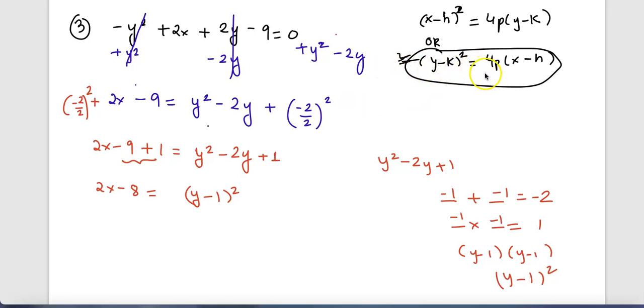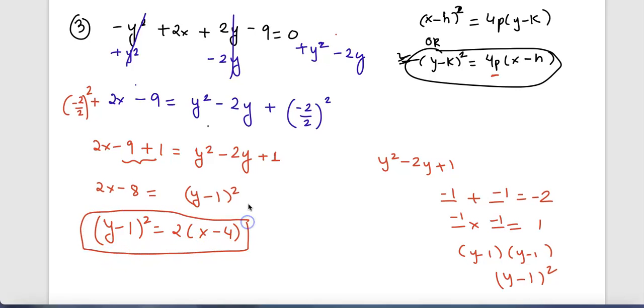Yes, it kind of does, but we can see over here we don't see 4p, so I'll rearrange it. So y minus 1 whole square, I will take 2 common over here, and that's my answer. So this is my equation of a parabola in the standard form over here.